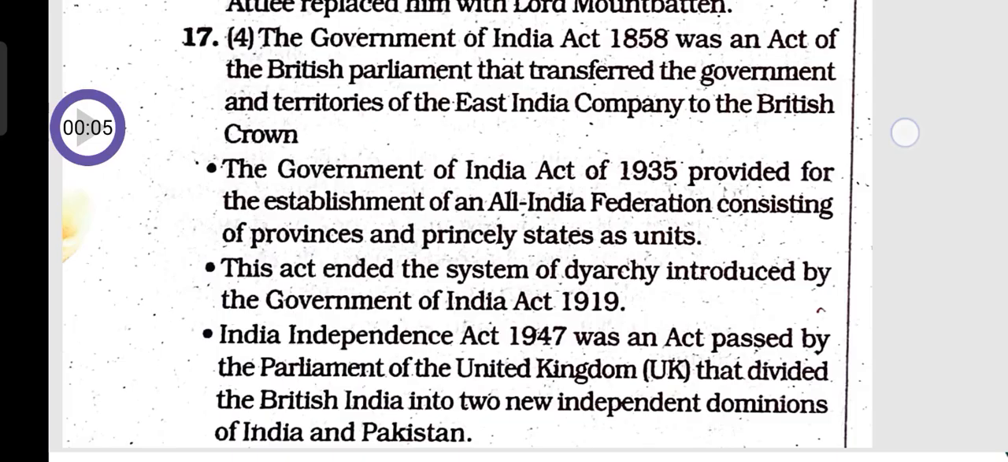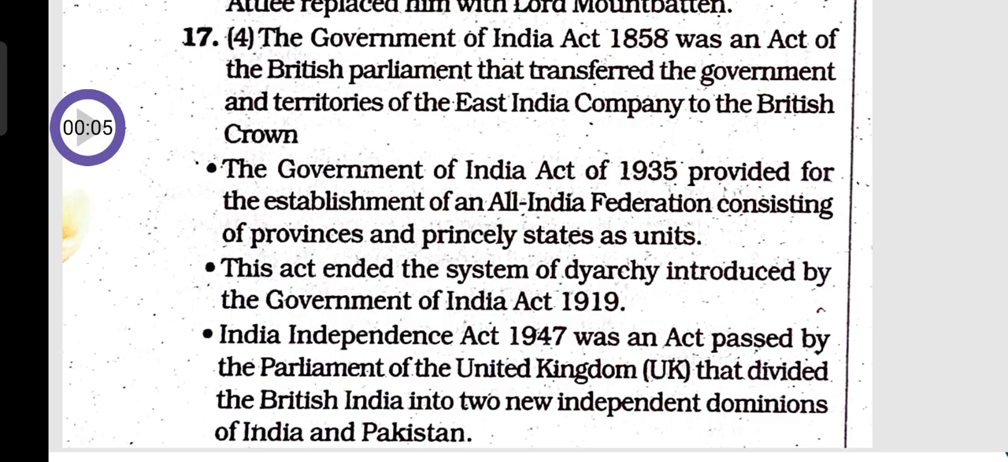The Government of India Act 1858 was an act of the British Parliament that transferred the government and territories of the East India Company to the British Crown. The Government of India Act of 1935 provided for the establishment of an All India Federation consisting of provinces and princely states as units. This act ended the system of diarchy introduced by the Government of India Act 1919.